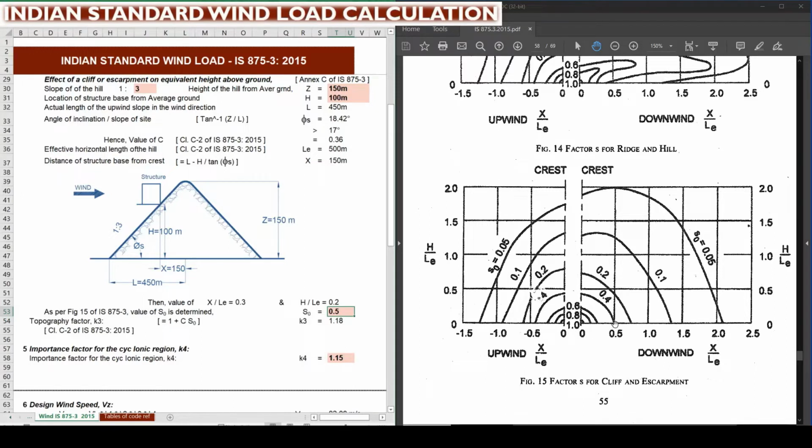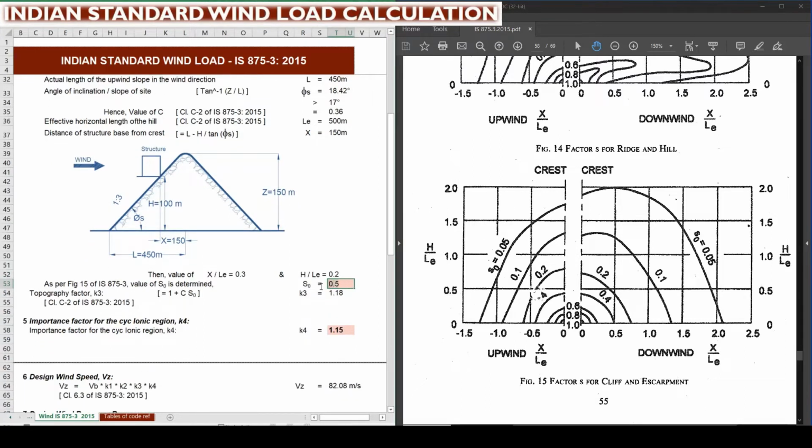it is a positive value and it is located here in between 0.6 and 0.4. That is, 0.3 is located in between 0.4 and 0.6. And similarly H by LE is 0.2 for our calculation, and this also lies in between 0.6 and 0.4. So we can consider S naught as 0.5. So we are entering here as 0.5.